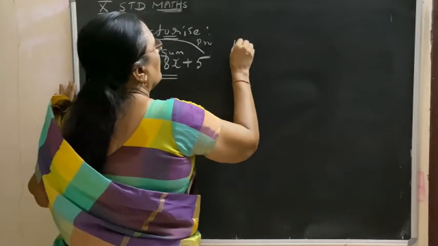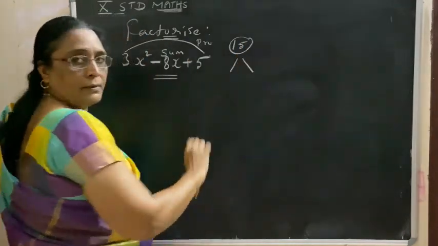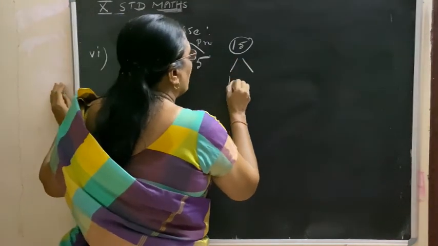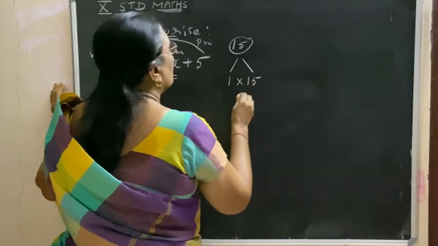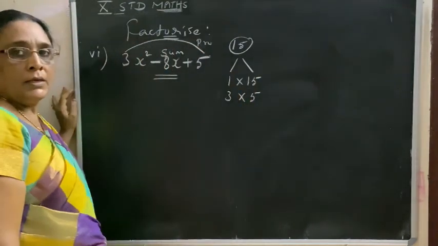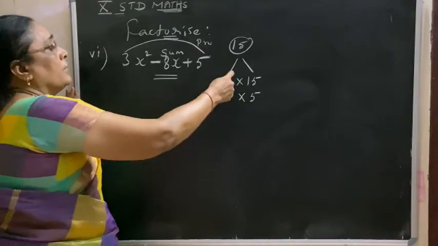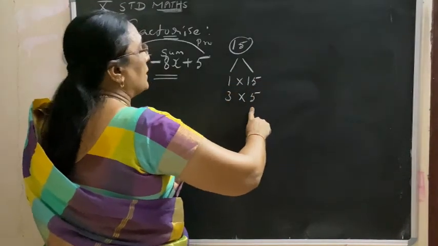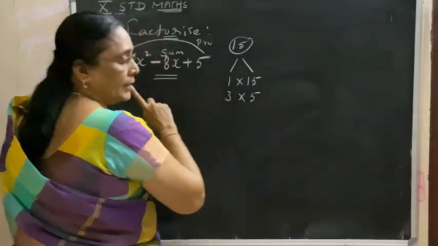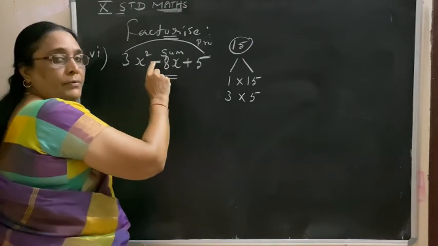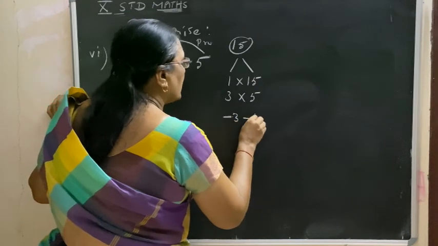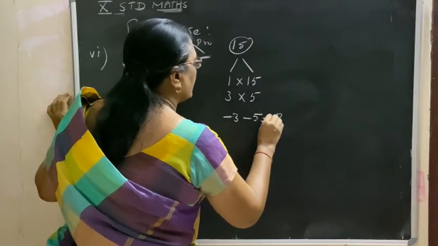So 5 3s are 15. Can you write the multiples of 15? 1 15s are 15, 3 5s are 15. Here see in which multiple you are getting that sum as 8. This 3 and 5 we will get. If you add these two, we will get 8. But we have to get that answer as minus 8. How can you get minus 8? Minus 3 minus 5 is equal to minus 8.